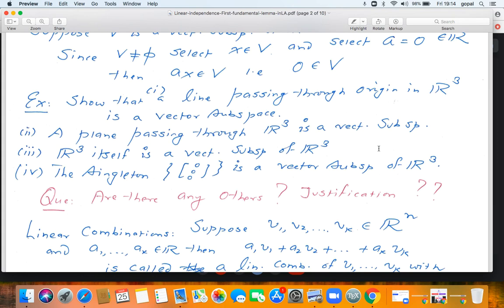Question: are there any others? Can you justify it? Are there any others? Okay, suppose V is a vector subspace of R3. V is of course non-empty. It must contain a vector. It may contain only the origin, in which case we are in situation 4. Or it could have a non-zero vector. Let us pick a non-zero vector U. And the moment a non-zero vector is there, any multiple will also be there.